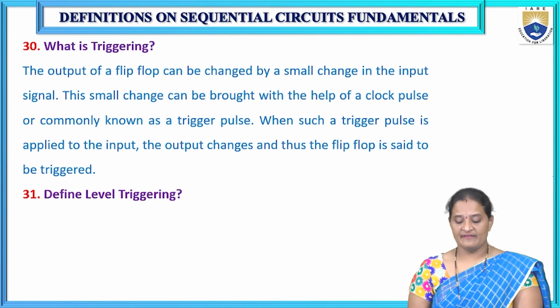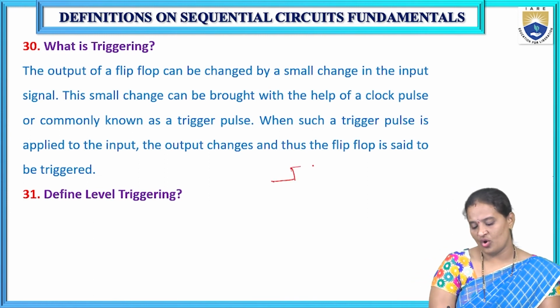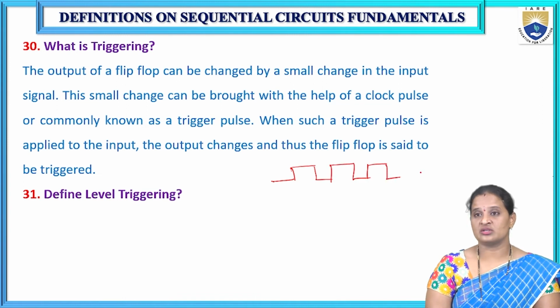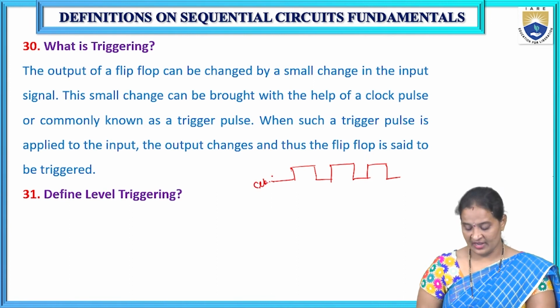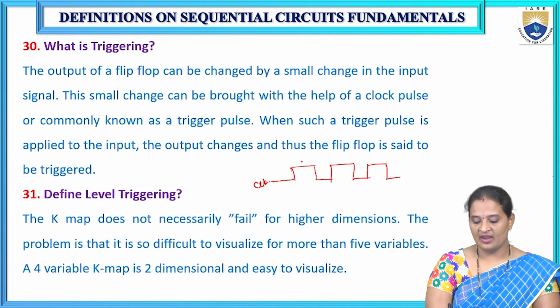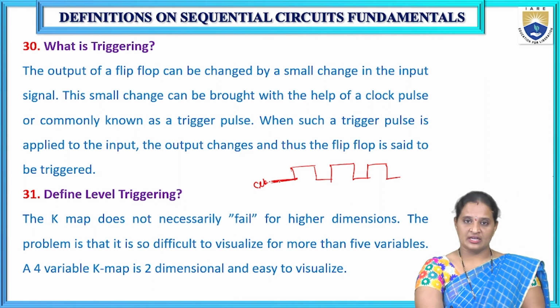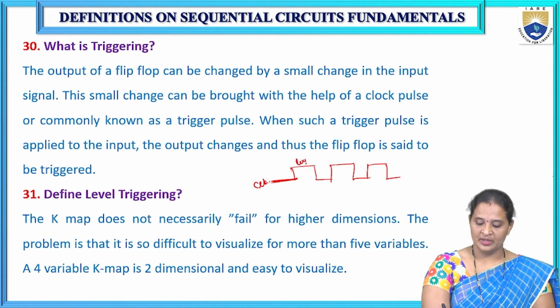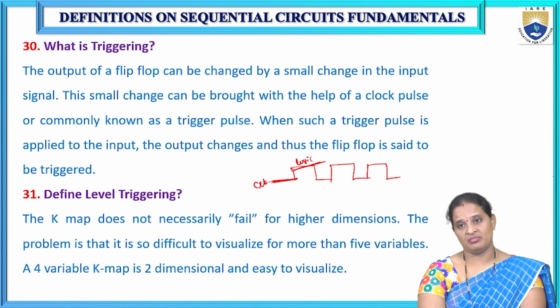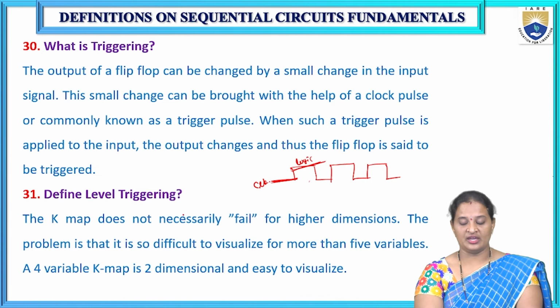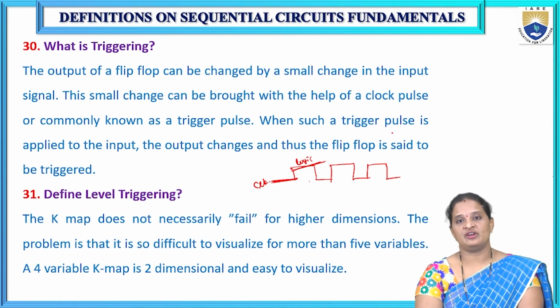Define level triggering. Level triggering means, always remember, all sequential circuits work in synchronization with the clock signal. So let us consider this as a clock signal. When the clock signal is at logic 0 or logic 1, if there is a change in the input, then the output changes, and that type of triggering is said to be positive level triggering.